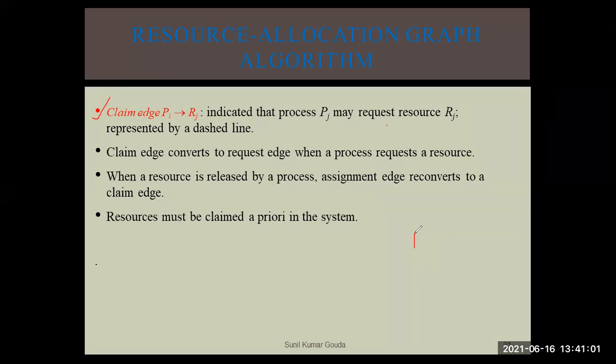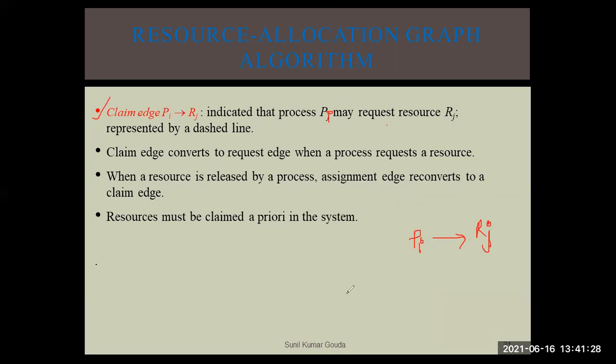Now what we are writing, there is one claiming edge, which is Pi to Rj, or we can say request edge, as it is sometimes called. These are my claiming edge or request edge. This basically indicates that process Pi may request a resource Rj, and it is represented by a dash line.